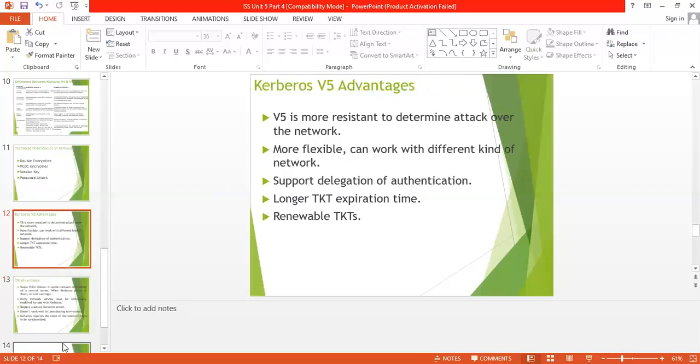Now we will discuss the Kerberos V5 advantages. Number 1, V5 is more resistant to determined attack over the network, which means it is more secure compared to V4. It's more flexible, works with different types of networks, and supports delegation of authentication using longer ticket expiry time and renewable tickets. So these are the advantages.